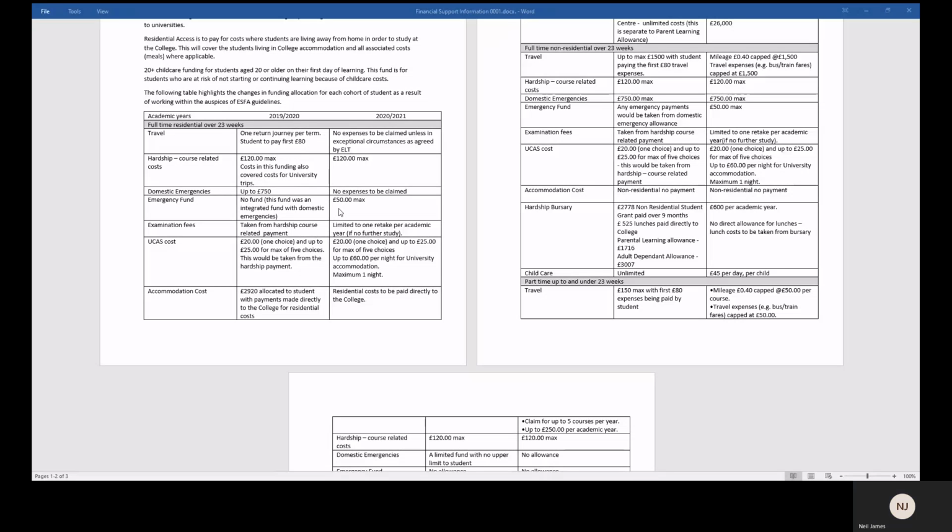This would be if there was an emergency at home where somebody had to get home particularly quickly, and we perhaps might need to pay for taxis or something along those lines. We've got some money allocated for that. In terms of examination fees, this is now limited to one retake per year. There's no further study for the student. So it's been separated out in line with the guidance.